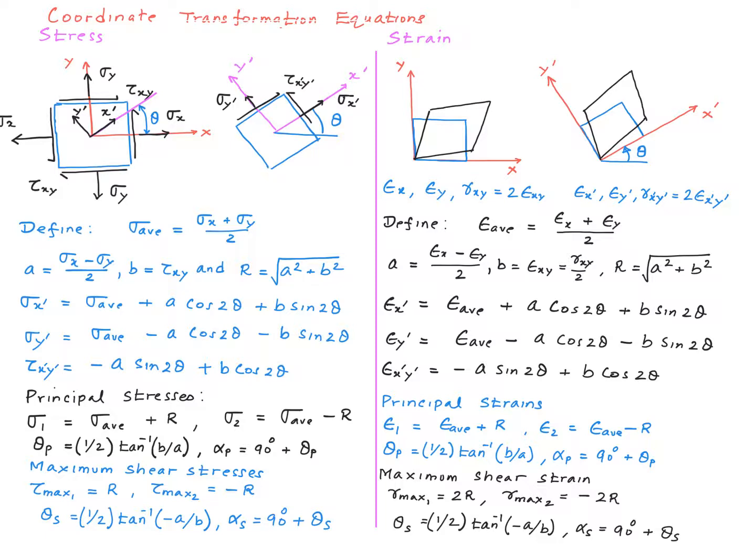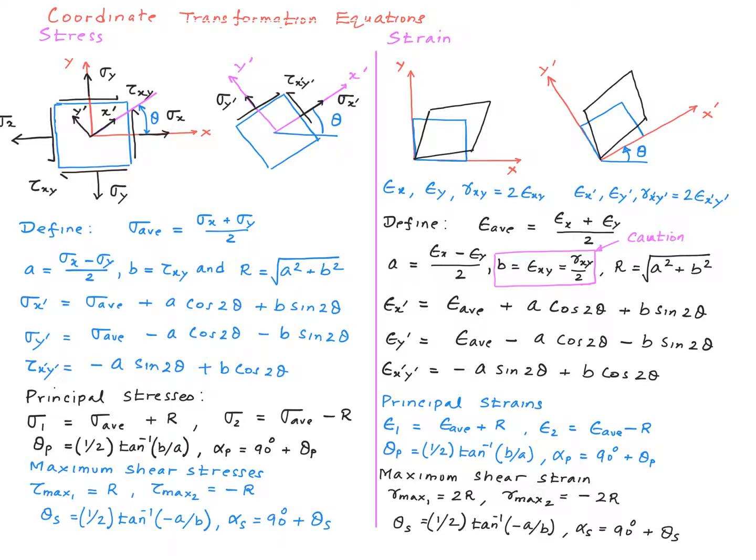Little b is epsilon xy, not gamma xy, it's epsilon xy. So if you are working with gamma xy, then you need to divide that by 2 in order to define little b. R is then square root of a squared plus b squared. I make a little cautionary note here. So this is one place you want to be careful as you go from the stress equations to the strain equations.